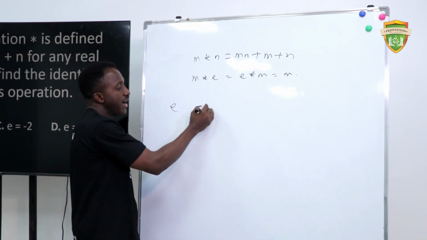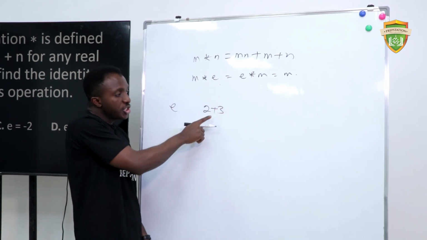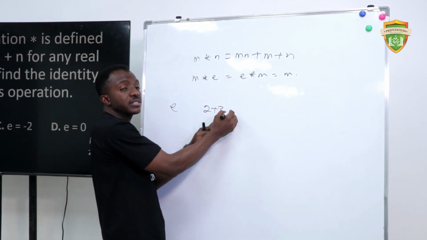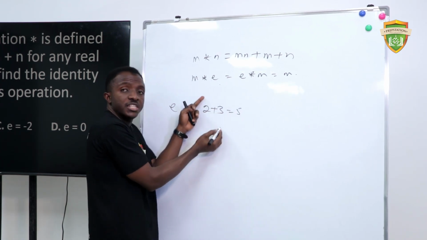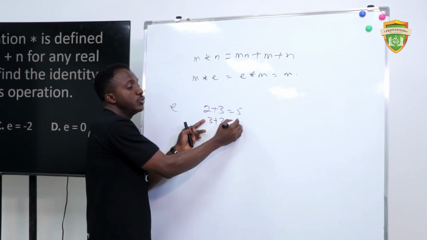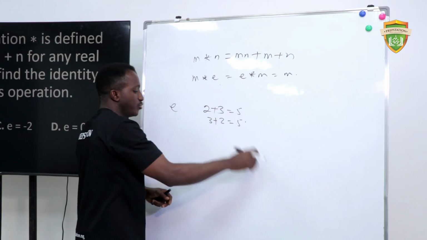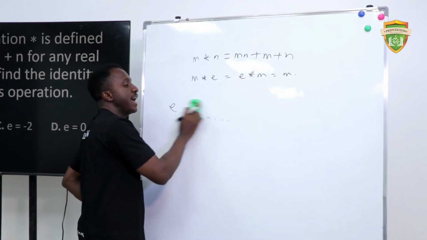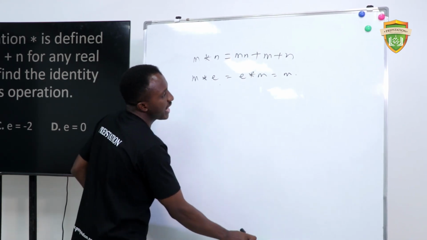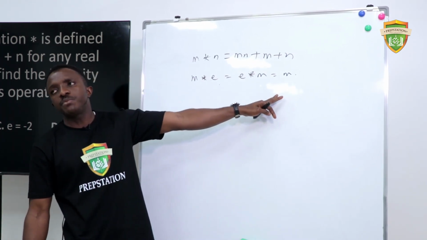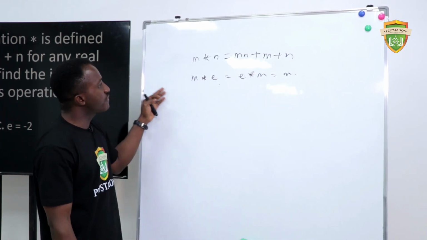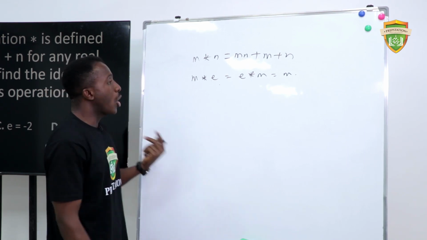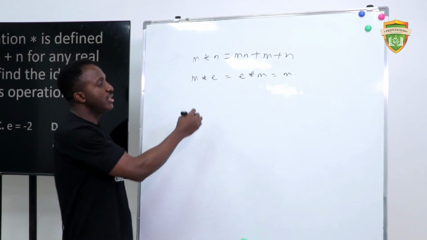Let me explain. If I have 2 plus 3, addition is commutative. Why? Because 2 plus 3 gives you 5. If you change the order, 3 plus 2, you still get 5. So this is commutative. m star e equals e star m, and the result will always be m. Now, the question says we should find the identity element under the operation. Now let's quickly work on that.